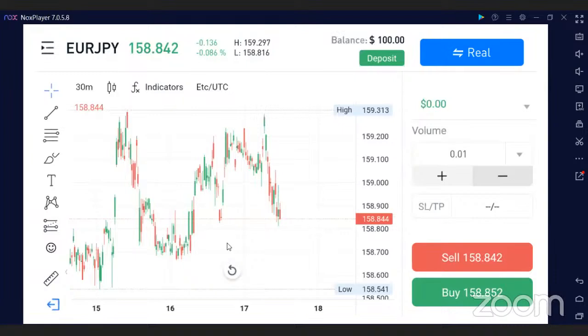I hope we can all see my chart here. So this is Euro JPY, Euro against Japanese yen. This is what I want us to take a look at.